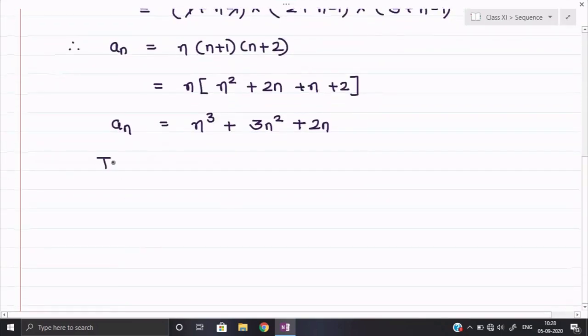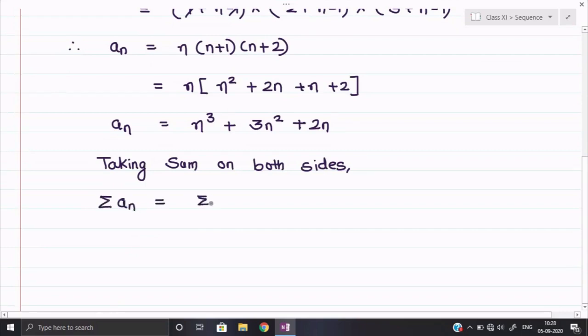So here we shall write down taking sum on both sides. So what do we get now? This will be summation of an. Now here summation symbol directly I will place on each and every term. Summation of n cube plus 3 summation of n square plus 2 summation of n. Summation of an I will write down as Sn now. Okay, we'll change the symbol.